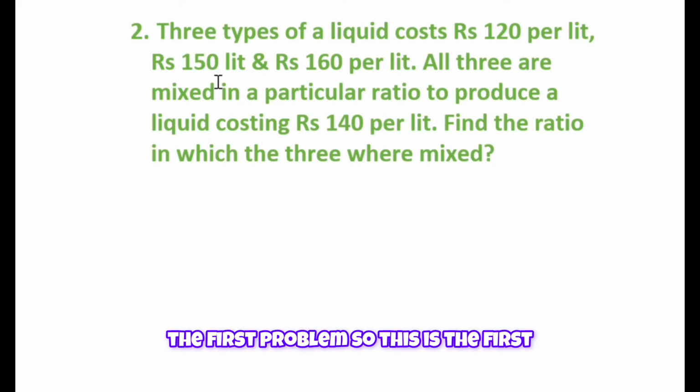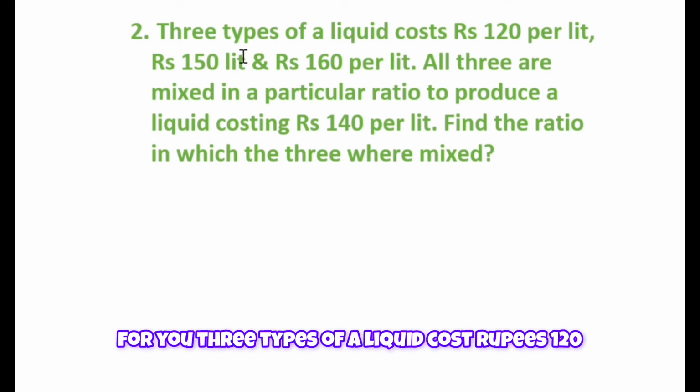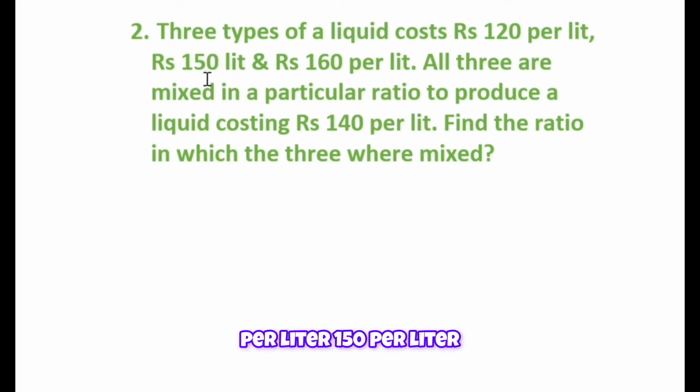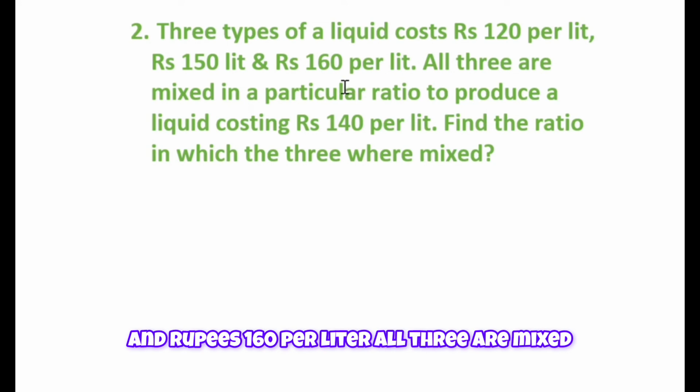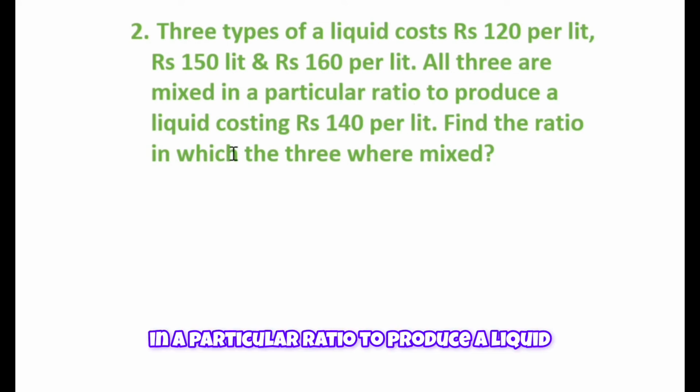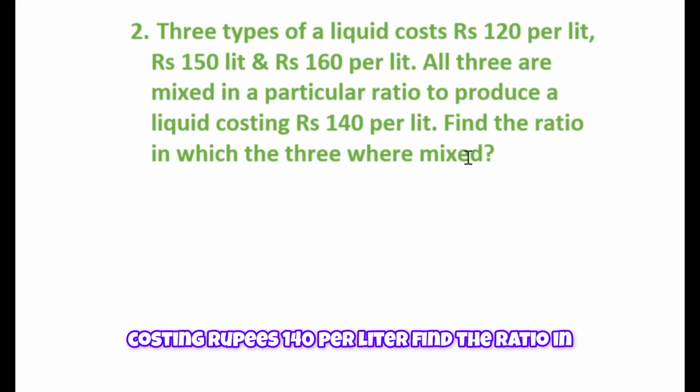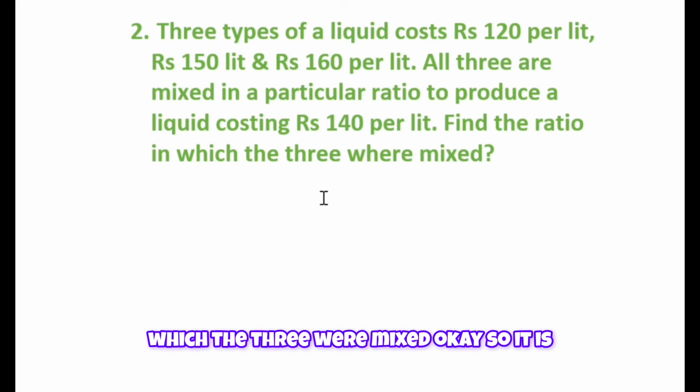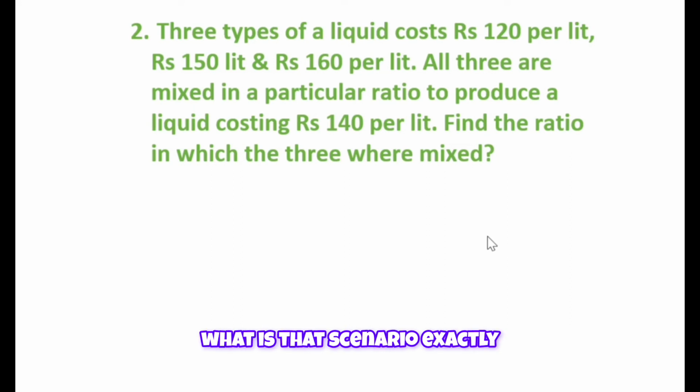So this is the second question. I'm reading the question for you. Three types of a liquid cost rupees 120 per liter, 150 per liter, and rupees 160 per liter. All three are mixed in a particular ratio to produce a liquid costing rupees 140 per liter. Find the ratio in which the three were mixed. Okay, so it is also like the previous one, but I took a different kind of scenario. So what is that scenario exactly?